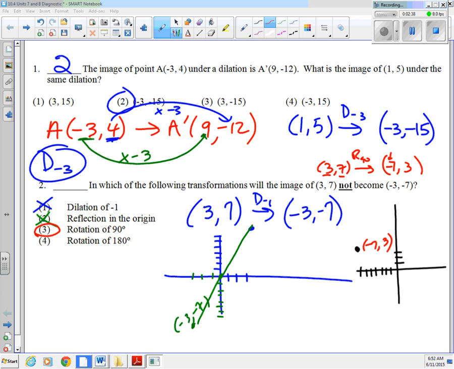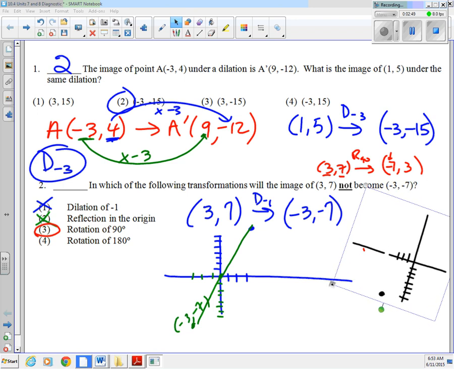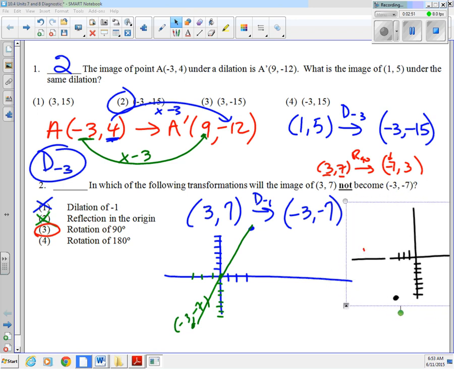And a rotation of 180. So this was the rotation of 90. If I just keep rotating this figure, if I rotate it again, I'm at (-3, -7) yet again. So choice 3 is definitely the answer.